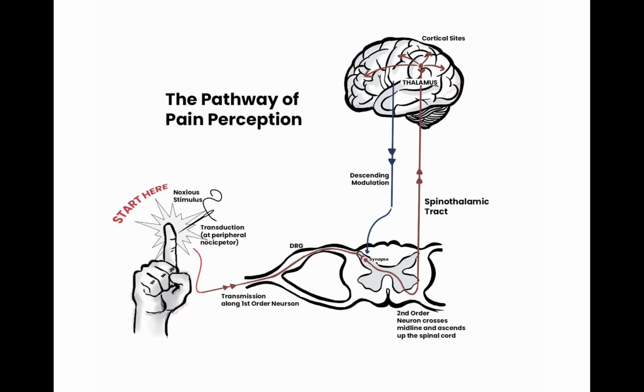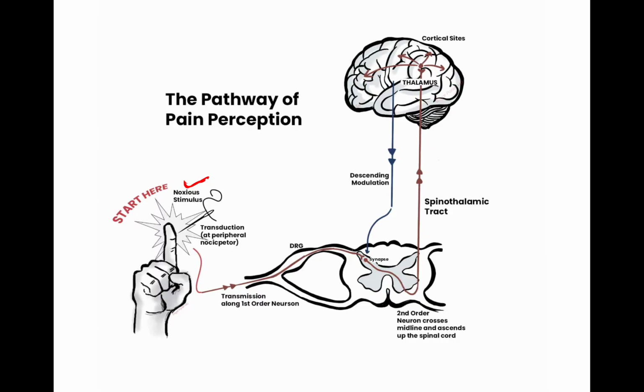Okay, we were talking about this. Now can you remember the cortical sites here? Thalamus. So this is the descending modulation which you can see here. This is spinothalamic tract. So you can start from here. Noxious stimulation. You touch something sharp or hot. This is called a noxious stimulation, something that can cause damage to you.